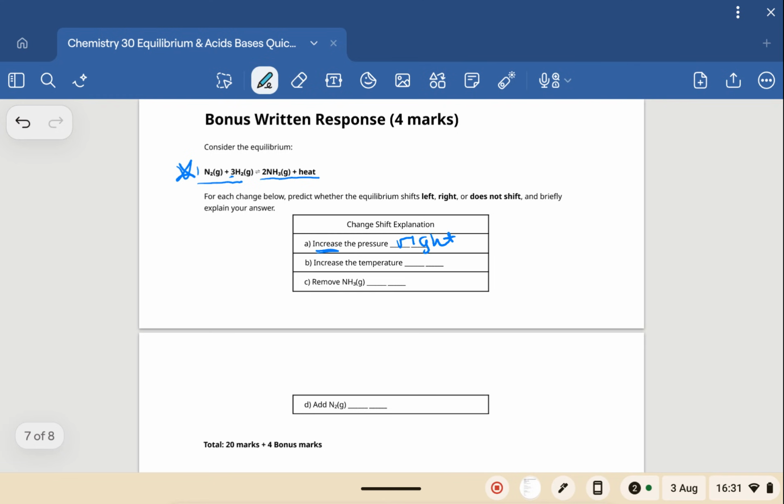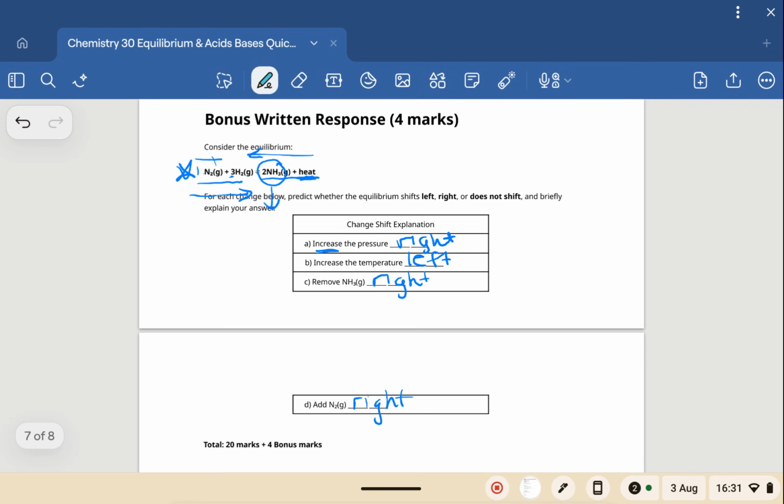The next one here, if you increase the temperature, it's exothermic. If you increase, you shift away. So that would mean you are shifting to the left. If you remove NH3, so if you take this out of the system, you want to shift to the right to replace it. And lastly, if you add your nitrogen gas, so if you add in, you shift away. So that is also going to be to the right.